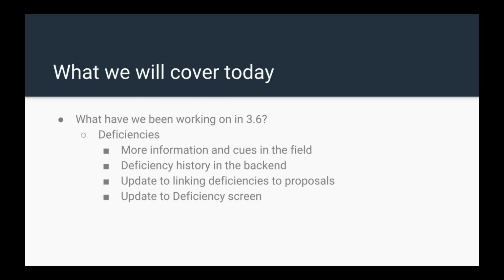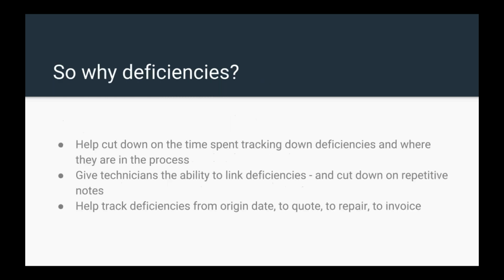So what I mean by those cues and the information in the field. There's also what we now refer to as deficiency history, so really being able to know where the deficiencies are, what they're linked to, what's happened with them, who's updated them, etc. There's also going to be an update to linking proposals to deficiencies. Last month we covered our new proposals update, proposals 2.0, but in this update we really show how and what deficiencies are on what proposals. I'll show you that as well. And then there's just a slight update to the deficiency screen, so I just wanted to go over that with you and go over what some of the icons are.